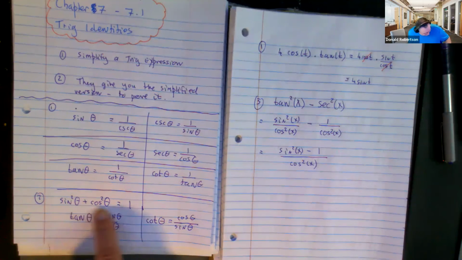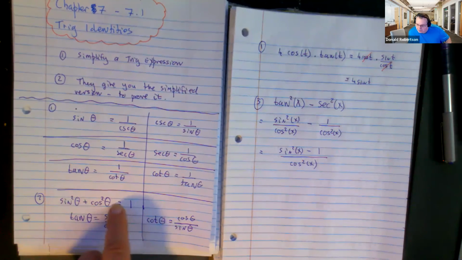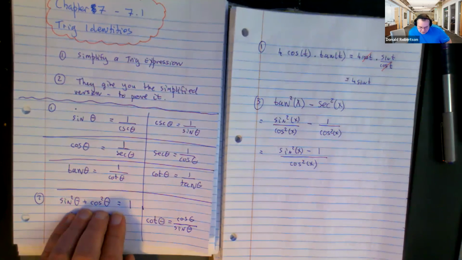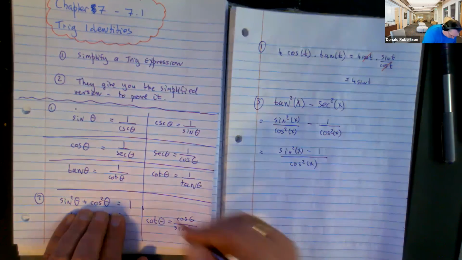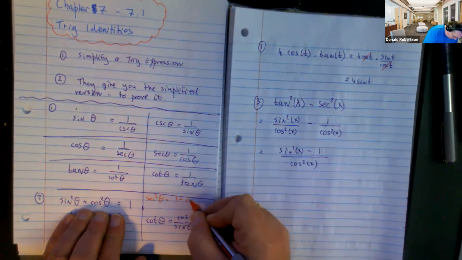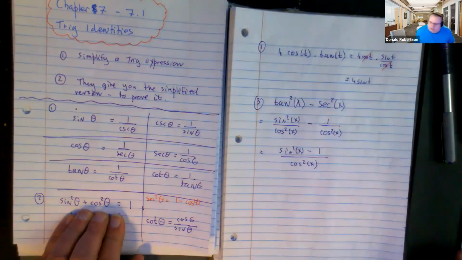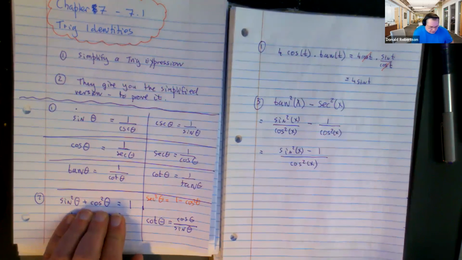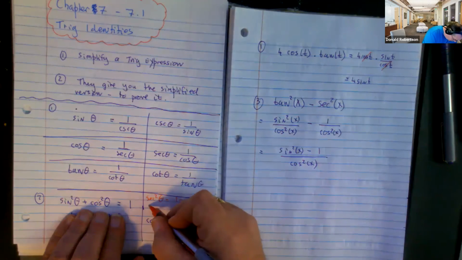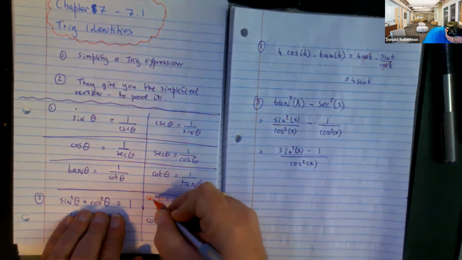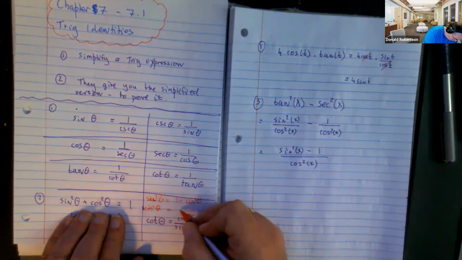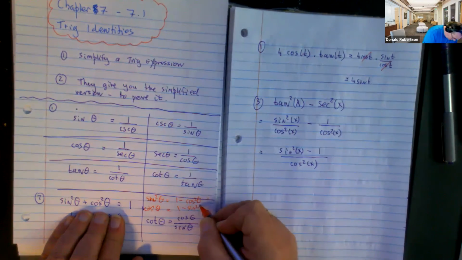Do you remember this guy here, sine squared plus cos squared equals 1? There are lots of different ways of writing that same piece of information. For instance, isn't sine squared theta 1 take away cos squared theta? Well, if you take cos squared away from both sides, don't you get this guy? Another version. Isn't cos squared theta then 1 take away sine squared theta?